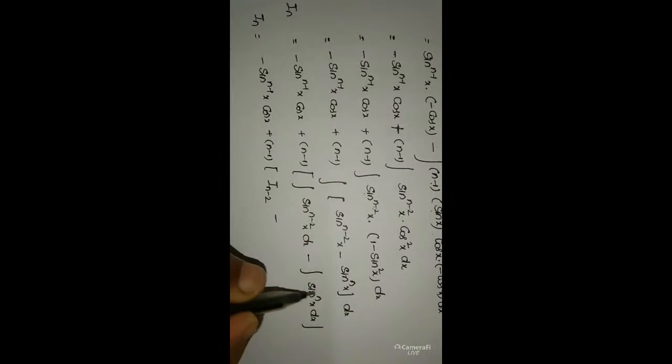So I_n is equal to minus sin^(n-1) x into cos x plus (n-1) into the integral of sin^(n-2) x dx, that is nothing but I_(n-2), minus the integral of sin^n x dx. This is nothing but the given problem, and we take that value as I_n. So this value is equal to I_n and this value is equal to I_(n-2).